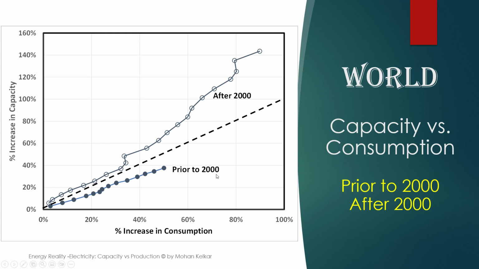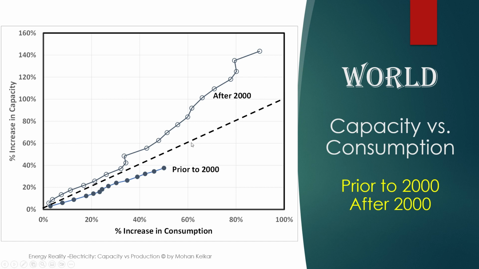Prior to 2000 in the world, our capacity increase was at a lower rate than the increase in consumption. You can see that the consumption is increasing by almost 50%, whereas the capacity increase is only by 40%. The dotted line represents exact proportions, where a 100% increase in the consumption means a 100% increase in the capacity. Prior to 2000, our consumption was increasing at a much higher rate than the capacity build out. But look what happened after 2000.